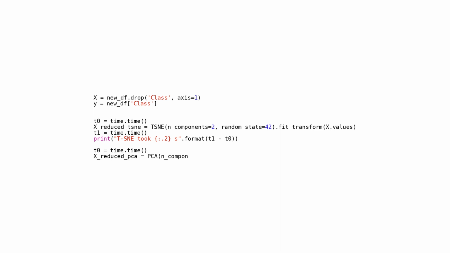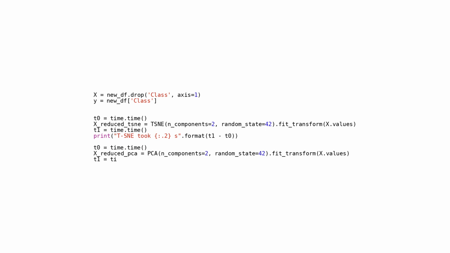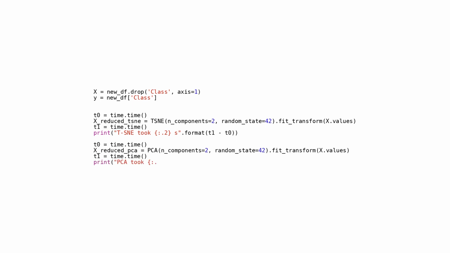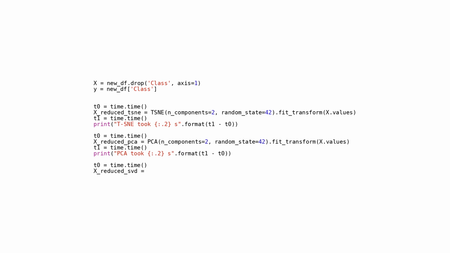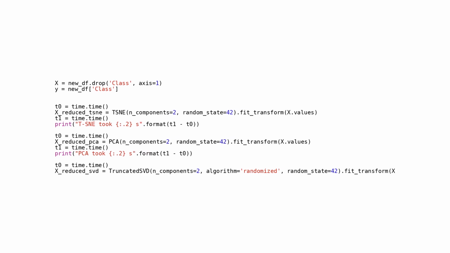This process was applied on dataset X using three methods: t-SNE (T-distributed stochastic neighbor embedding), PCA (principal component analysis), and truncated SVD (singular value decomposition). Each technique produced a two-dimensional representation of the data.